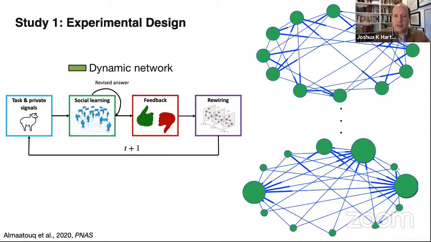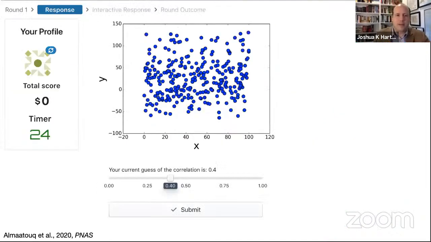So you do a task with some partners and you decide, I like working with these people, or you're like, that person's useless, I don't want to work with them anymore, and you change up who you're working with. So the task was actually correlation estimation, right? So you're trying to estimate what's the actual correlation coefficient for the scatter plot here.